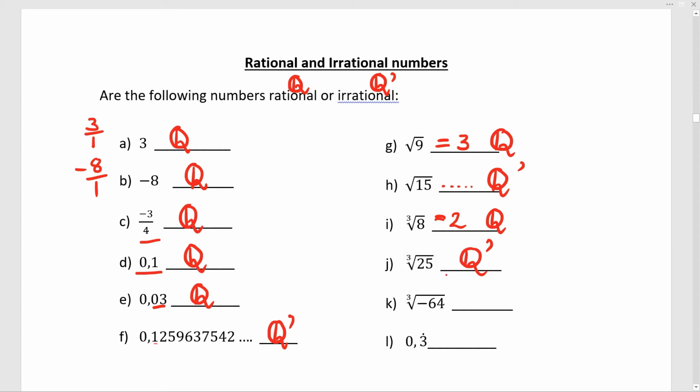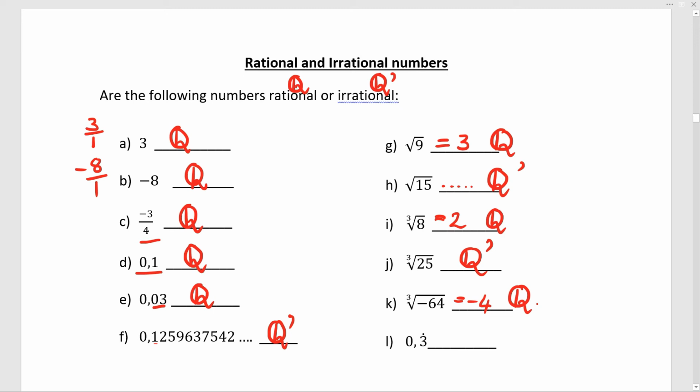What about the cube root of -64? You might not be sure about this one, but if you type it into your calculator, you're going to find that you get -4 as your answer. -4 is an integer, and an integer is perfectly rational.